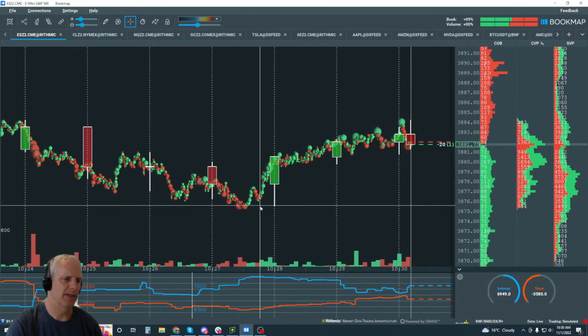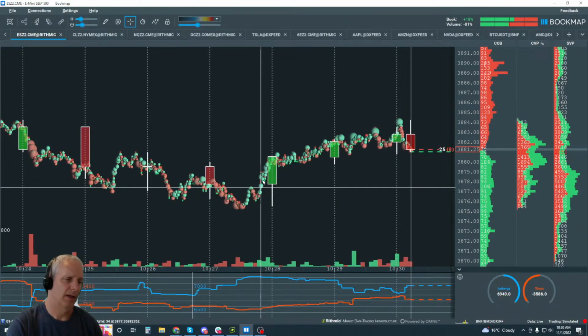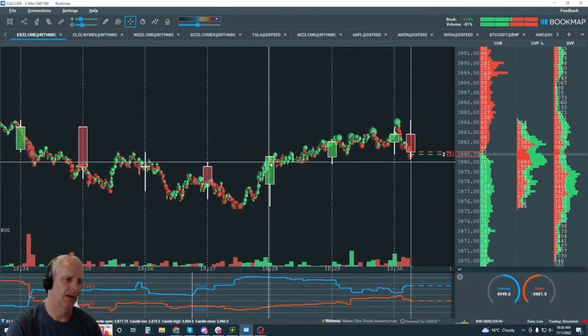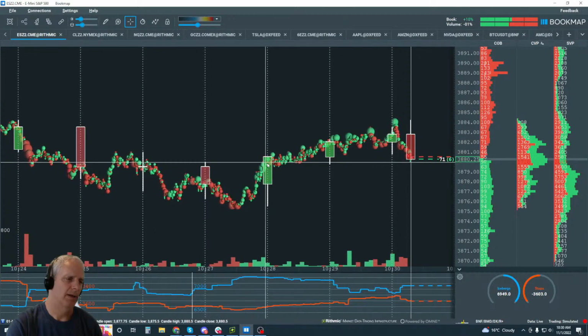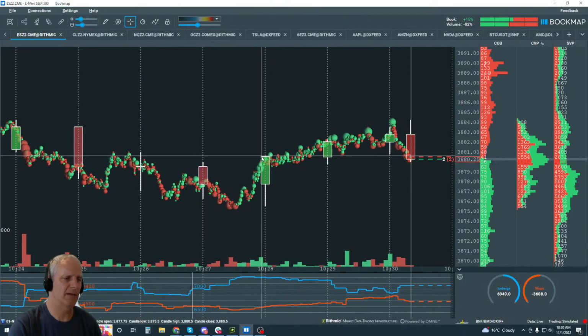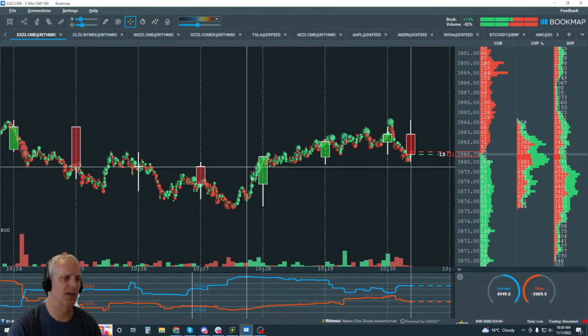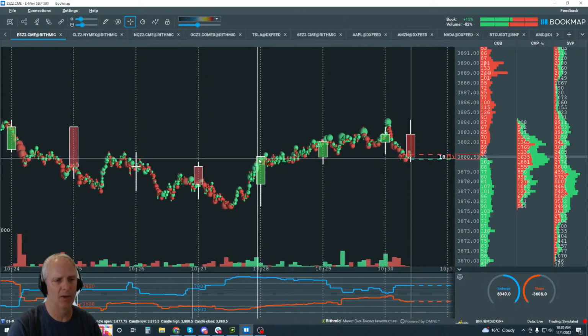So let's put the pieces together. Here's what actually unfolded. Pretty strong candle here. Lots of volume on it. And look where the volume's transacting precisely. It's not down here so much, it's up here. That's good. We want that.